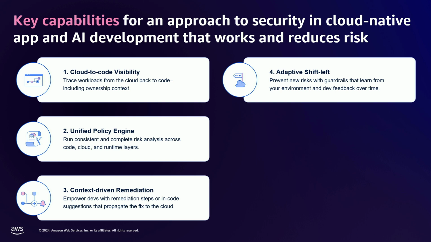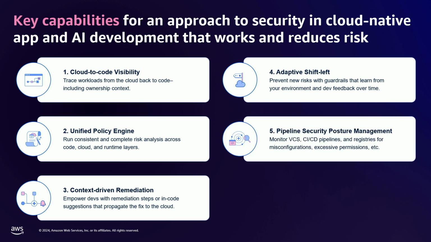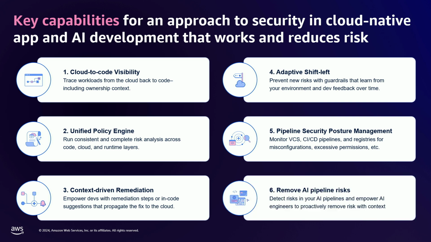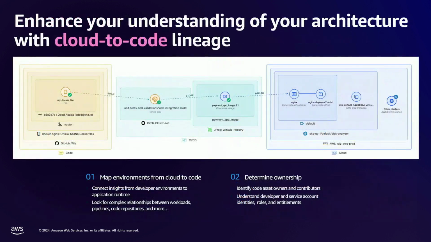That tool needs to enable you to shift left so you can move those guardrails into your development lifecycle. It also needs to help you detect those misconfigurations and risks around your pipeline. And last but not least, which we'll touch on afterwards, is the ability to remove AI pipeline risks, because AI is such a big part of development these days. So I'll quickly go over each one of these.